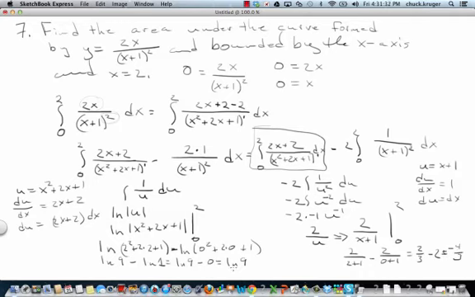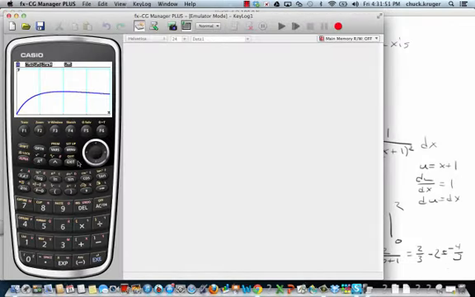So now I have the natural log of 9 minus 4/3, and that's my answer. That's my area underneath the curve. Alright. And we can check that out. Let's bring this back up. Let's see if I can integrate this. Let's see if I can remember that.